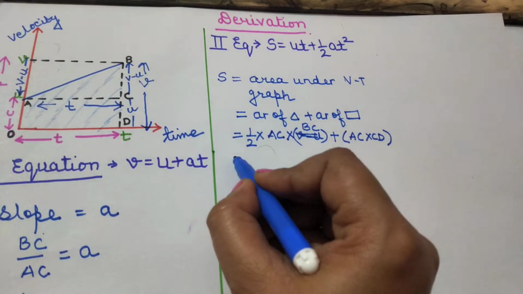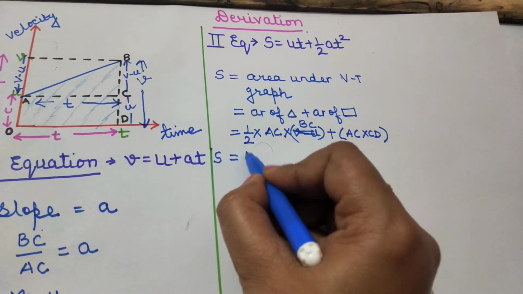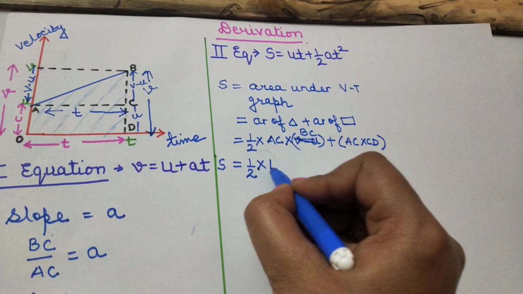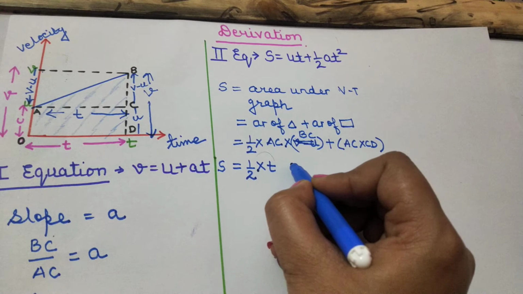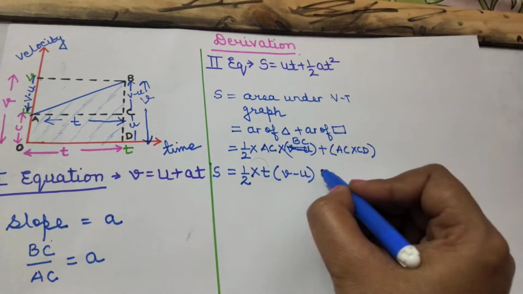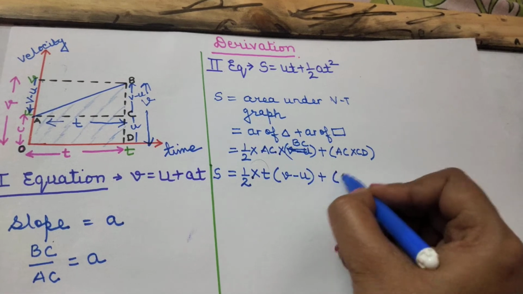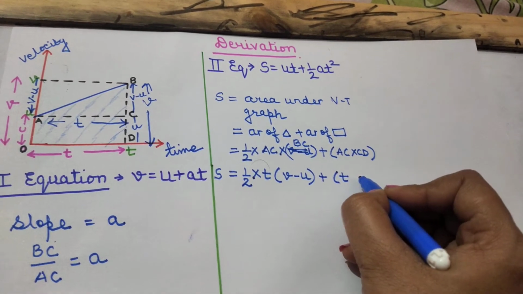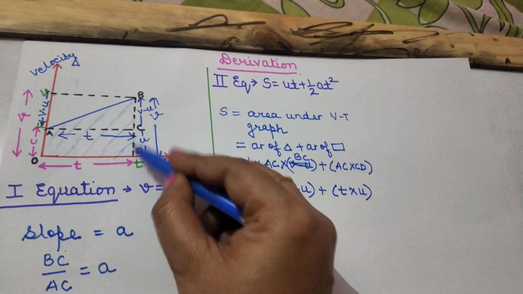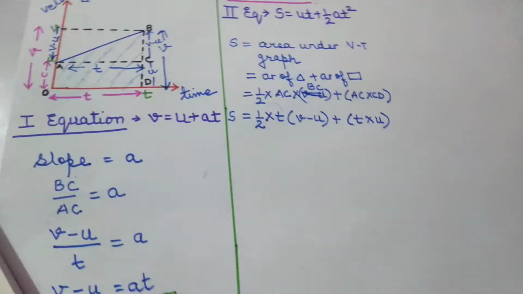Now put the values. So S will be equal to half. What is the value of AC? It is T. And what is the value of BC? It is V minus U. What is the value of AC? It is T, and CD is U. Clear? The value of CD is U and the value of AC is T.